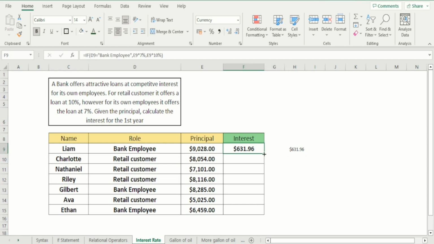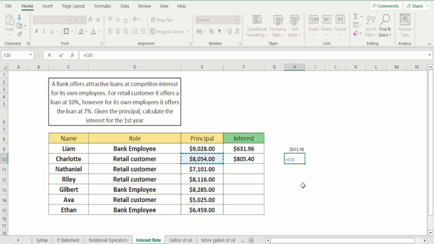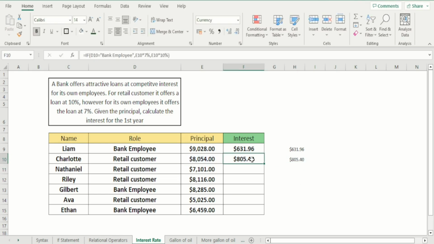All right. Now let's go ahead and drag it one more cell. For this one, it says the interest is going to be $805.40. Let's see if this is manually the case. This is a retail customer. We can apply 10%, and we can clearly see that it matches as well. Now let's drag it across.